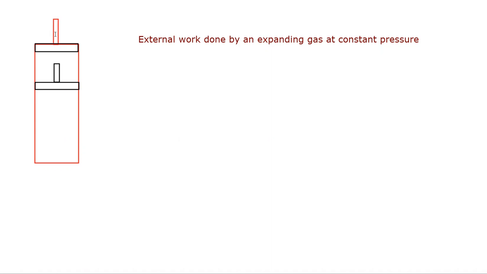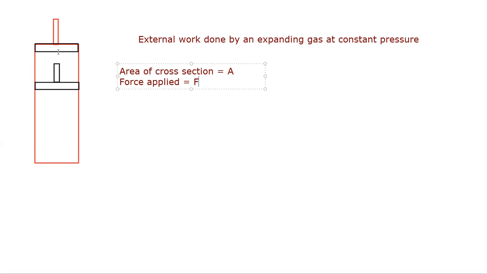Now we move this piston and we compress this gas, and the final position of the piston is this black one, right? We have assumed that the area of cross section of the piston is capital A, and the force applied is equal to F.